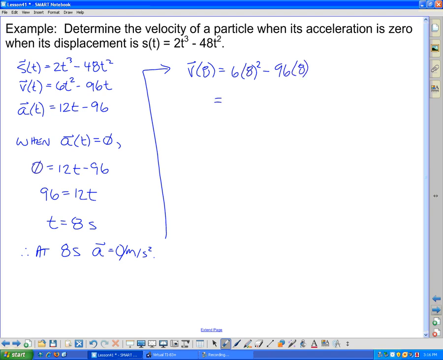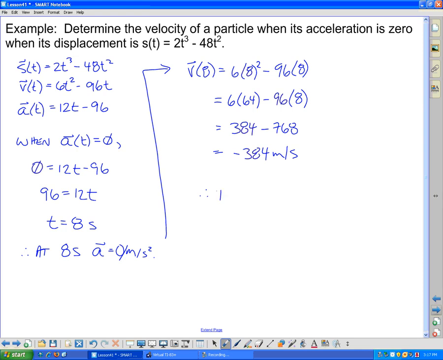Yeah, I know the numbers in this example are a little bit larger than we'd like. So 6 times 64 minus 96 times 8. Okay, no calculator on a test. You'd probably just leave it in that form, but we can clean it up. I'll clean it up for you. 384 minus 768. And when you clean that up, it actually turns out to be negative 384 meters per second.